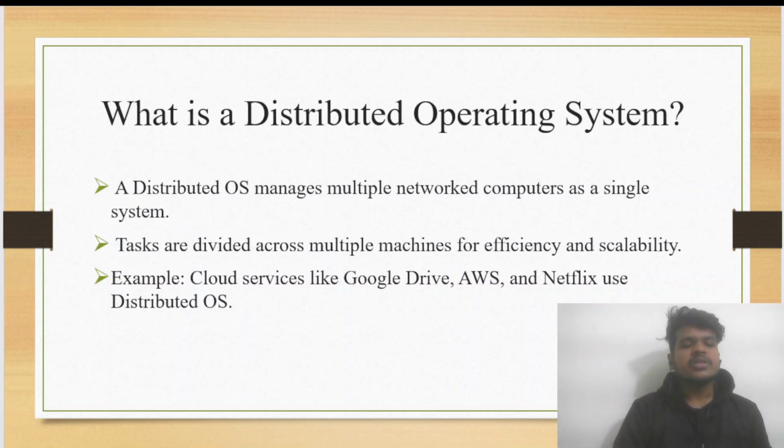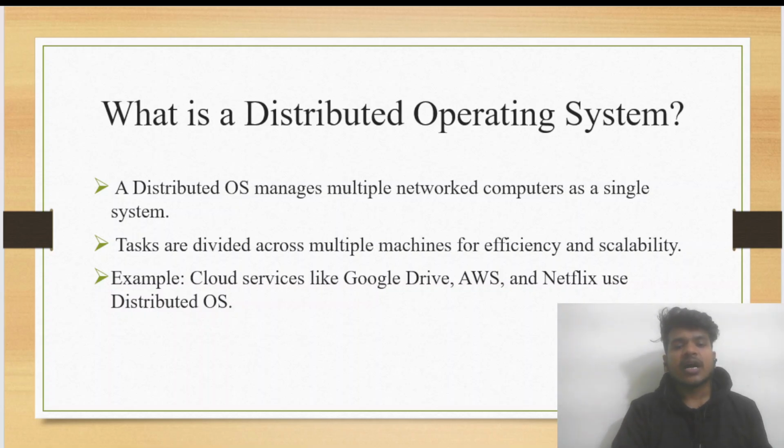So, let us start with distributed operating system. Imagine a group of friends working together on a project. Instead of one person doing all the work, they split the task among themselves and later combine everything. This makes the work faster and more efficient. That's exactly how a distributed operating system works.